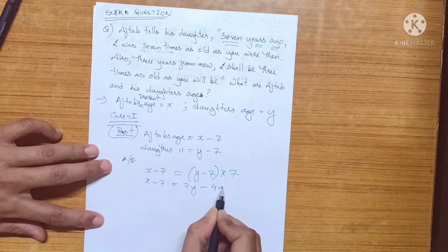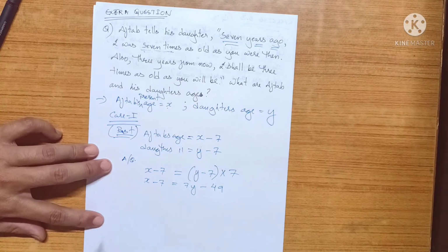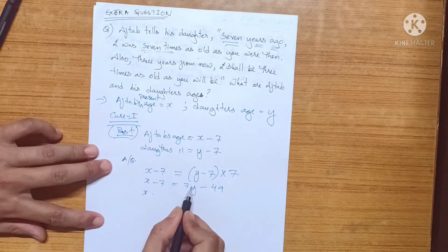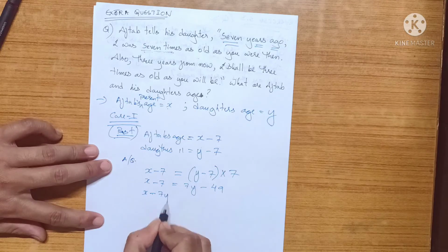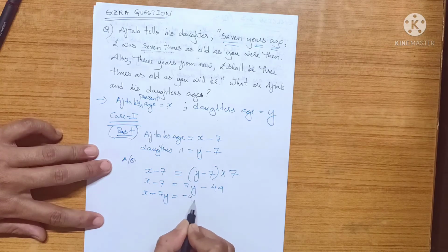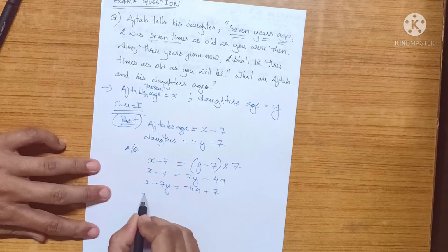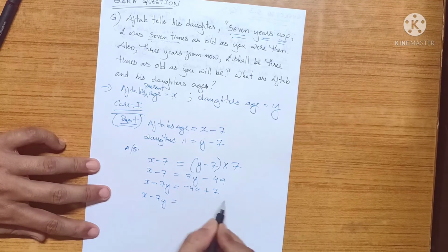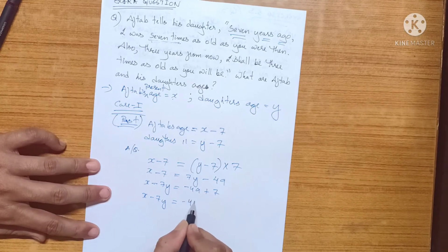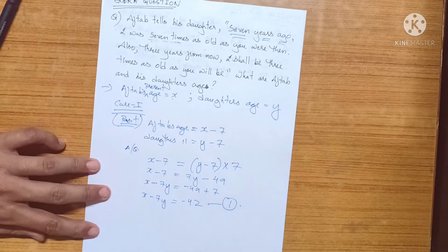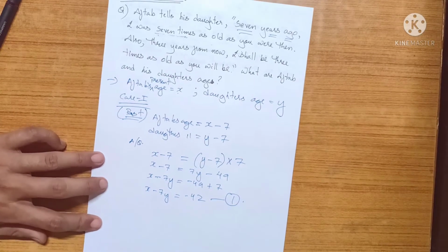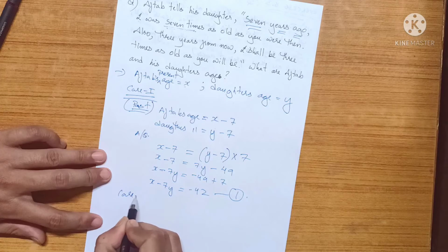7y minus 7 is 49. So x, this minus 7y will come this side: minus 7y equal to minus 49 plus 7. x minus 7y equal to minus 49 plus 7, which will be minus 42. This is equation 1. Okay, so case 2.